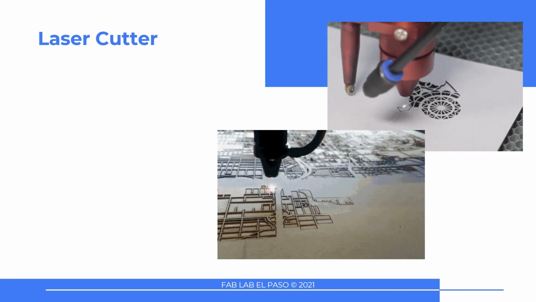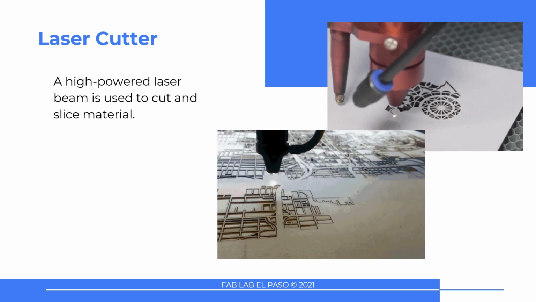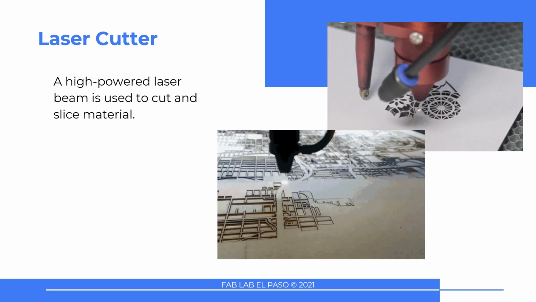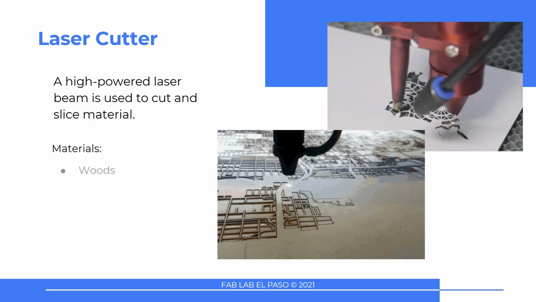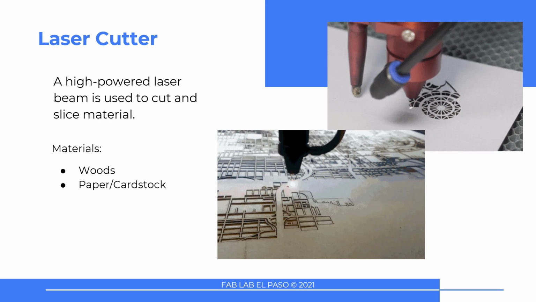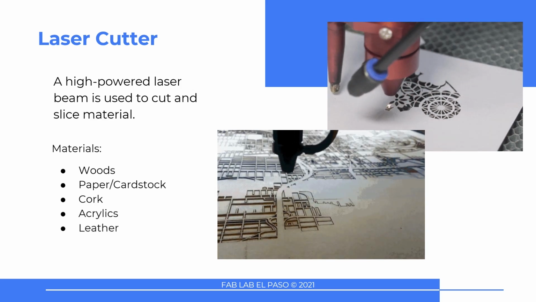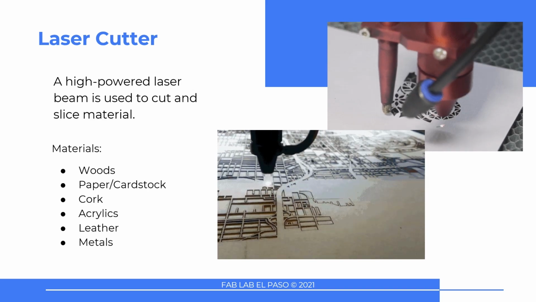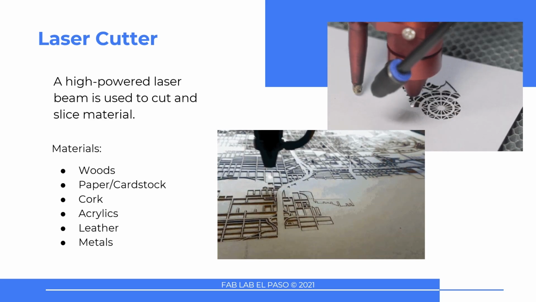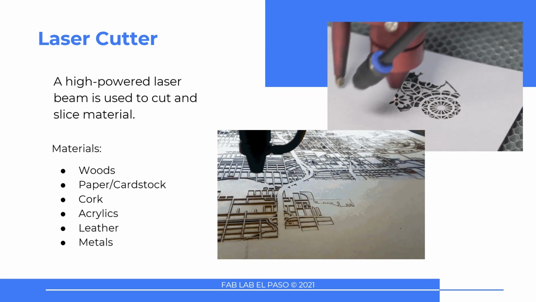Let's talk about the first machine on the list, the laser cutter. A laser cutter is a machine with a high-powered laser beam. The laser is used to cut and slice materials like wood, paper, cardboard, cork, acrylics, leather, and metals. Laser cutters follow a path determined by computer software. The machine will understand and follow a coded set of directions and instructions, including path coordinates and machine functions.